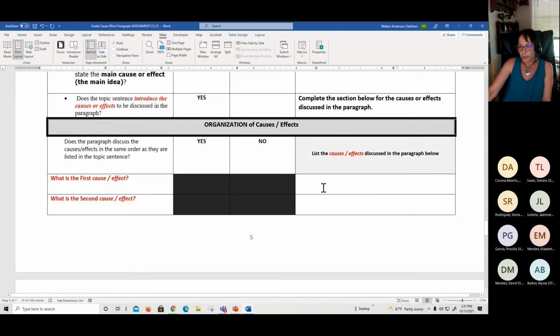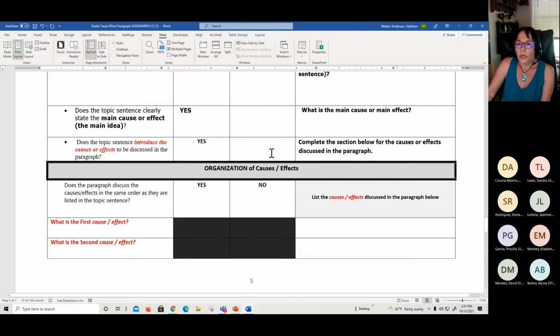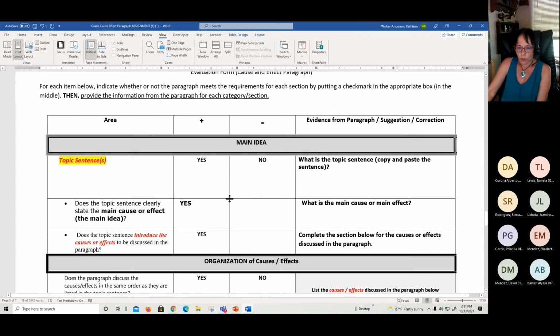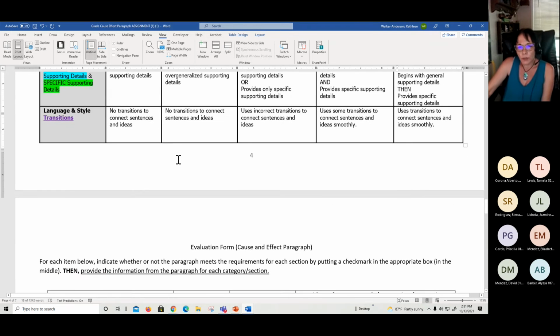What is the first cause or effect? And this is where it has me list them, and I'm not going to do that. You can copy and paste them over. But I will reattach this, so this one will still be done with this first section filled out for you. But that's how you do that assignment.